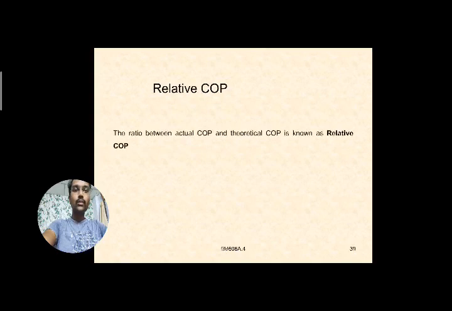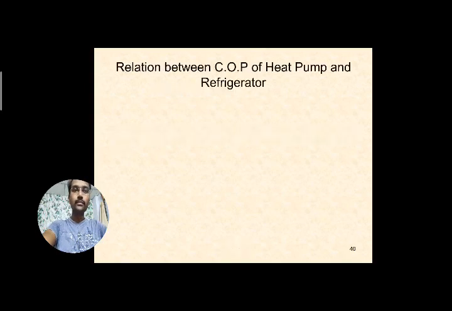And relative COP gives the relation between the theoretical COP and the actual COP. When you take the ratio of the actual COP, meaning under practical conditions what is the COP of that particular machine, to the theoretical COP, getting the ratio between these two COPs is known as relative COP.